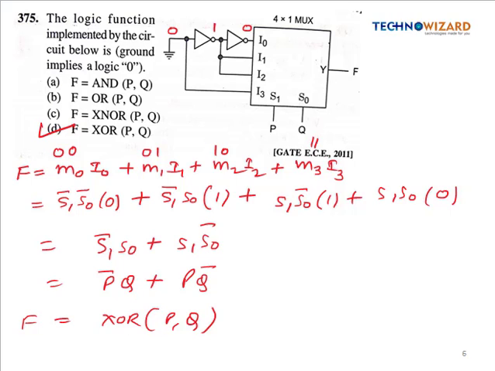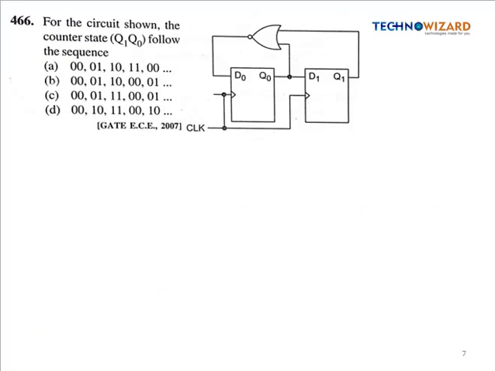Okay, so now next question is, for the circuit shown, the count and state Q1 Q0 follows the sequence. Basically in this circuit 2 flip-flops are there, and they are D flip-flops. So this is Q1 Q0, it means this Q1 is MSB and this is LSB.